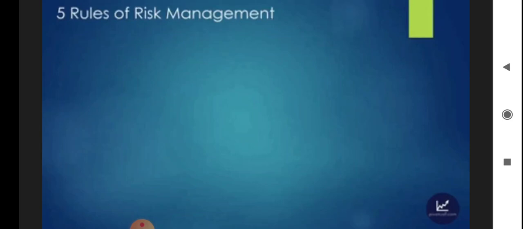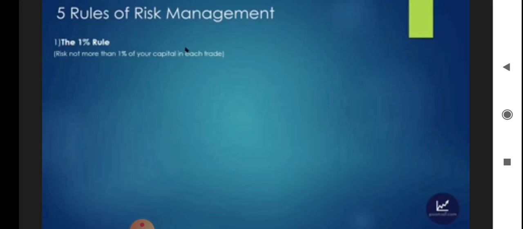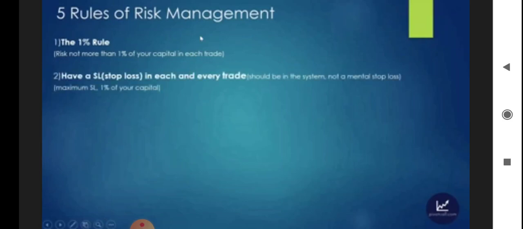Now let us look at the 5 rules of risk management. What are the rules you have to follow to become a good trader? First is the 1% rule. The 1% rule means you should never risk more than 1% of your capital in each trade. How to do that? I just showed you the position sizing, right? So if you know the position sizing, you can ensure that you will never lose more than 1% of your capital.